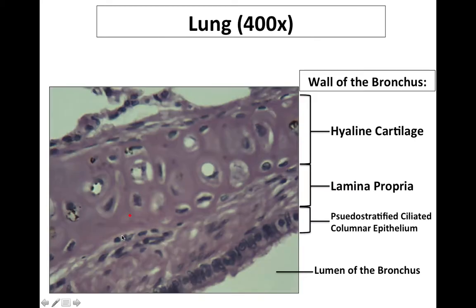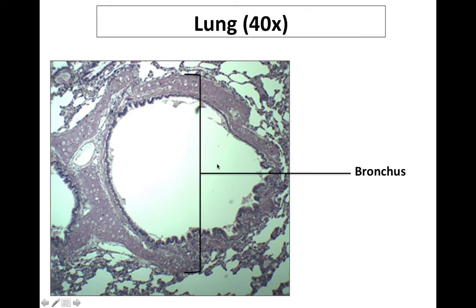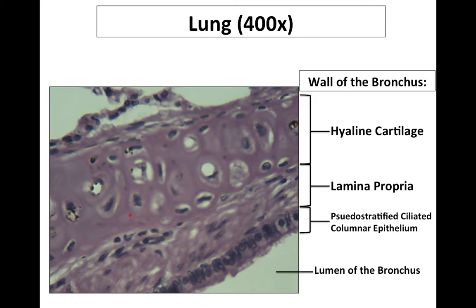So as we zoom into this and you get this nice view here of the bronchus, you can still see that you've got pseudostratified ciliated columnar epithelium in this place lining the lumen. There's a lamina propria, right? And there's that nice hyaline cartilage layer. And that's as far as we go here looking at the bronchus. So please make sure that you can identify it here from 40x magnification, as well as identifying here the individual layers of a single bronchus at a higher magnification.